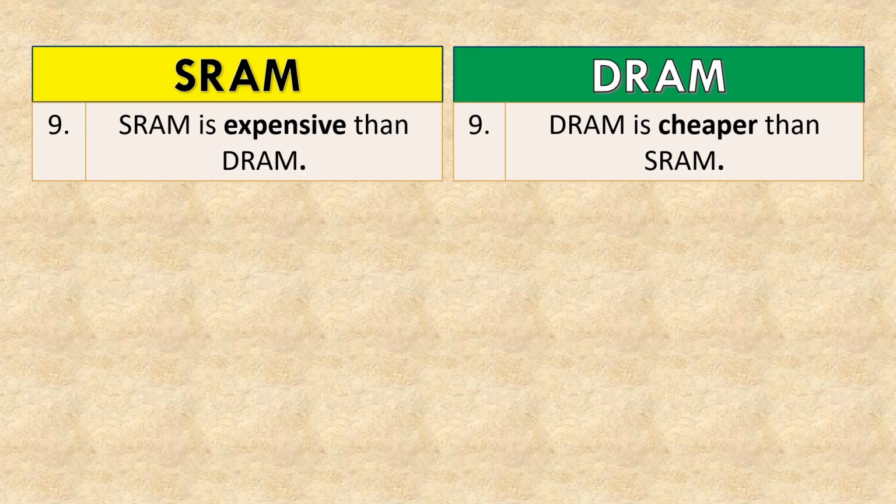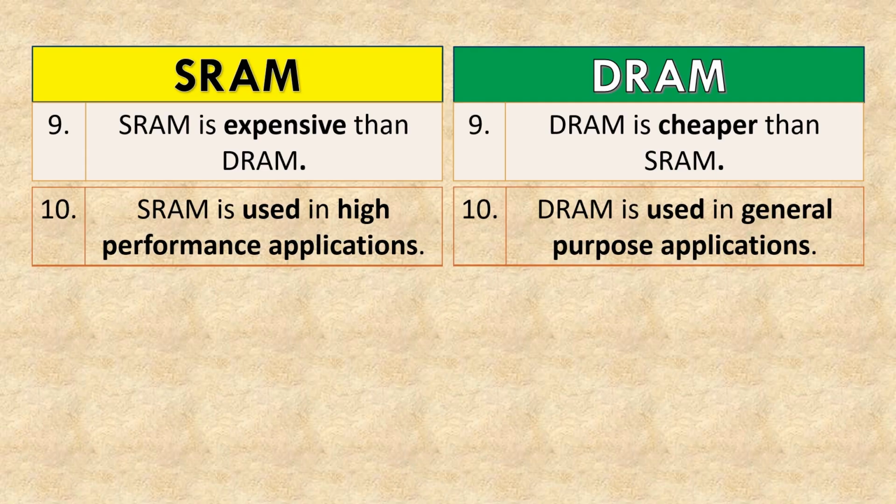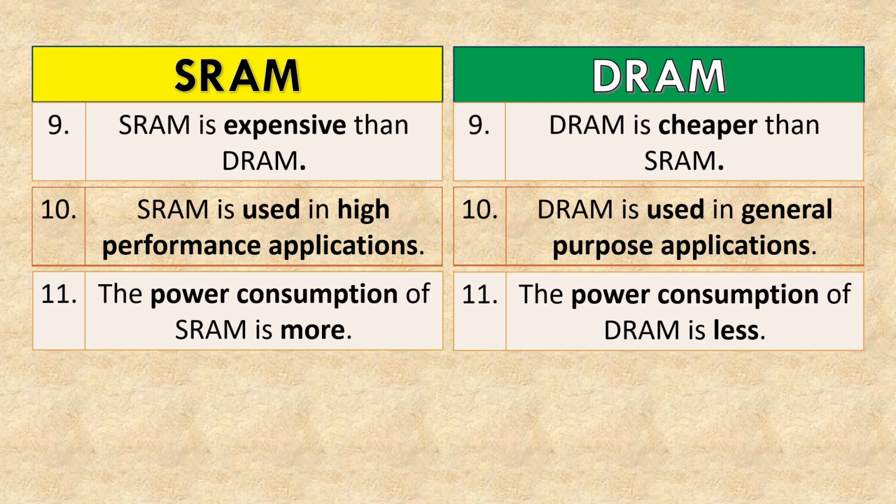SRAM is more expensive than DRAM. DRAM is cheaper than SRAM. SRAM is used in high-performance applications. DRAM is used in general-purpose applications. The power consumption of SRAM is more. The power consumption of DRAM is less.